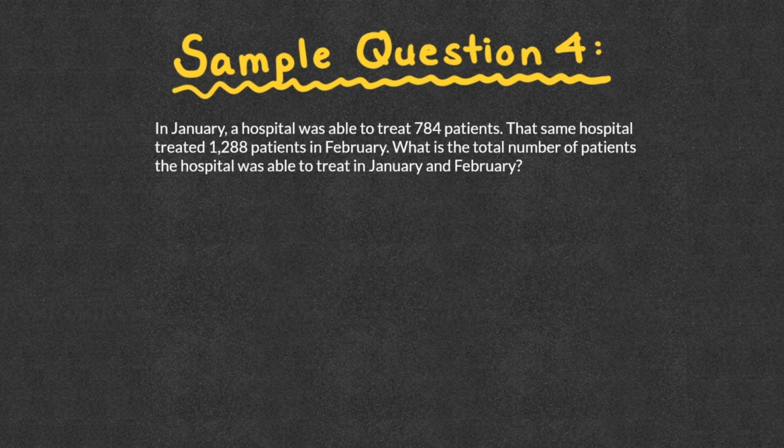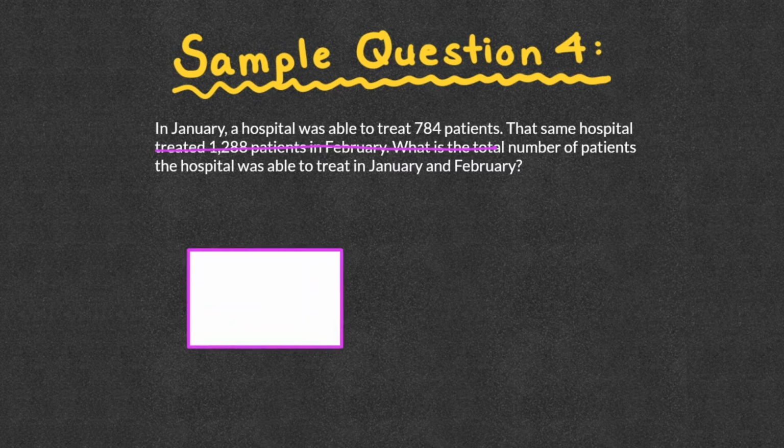Sample question 4. In January, a hospital was able to treat 784 patients. That same hospital treated 1,288 patients in February. What is the total number of patients the hospital was able to treat in January and February? Okay, let's look. So we know that in January, a hospital was able to treat 784 patients.